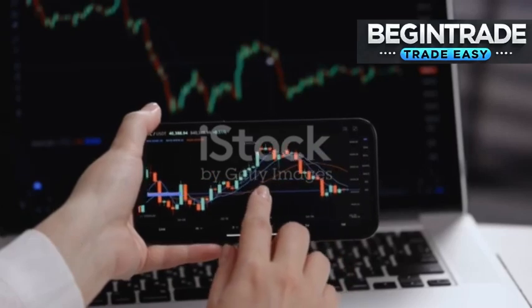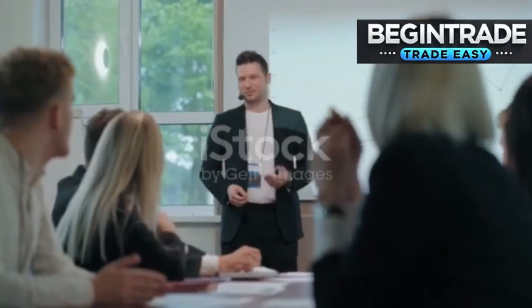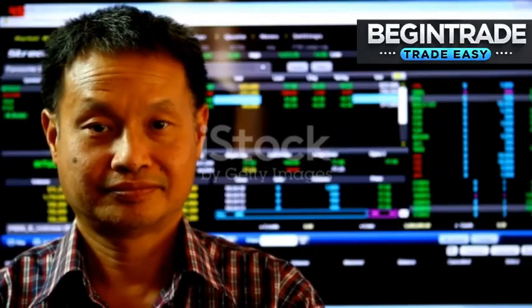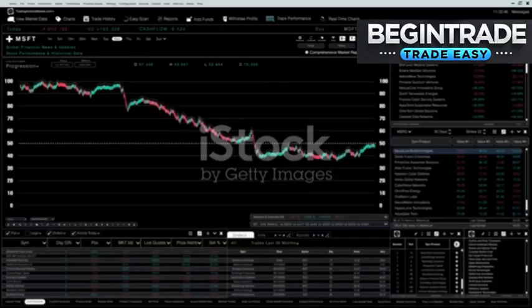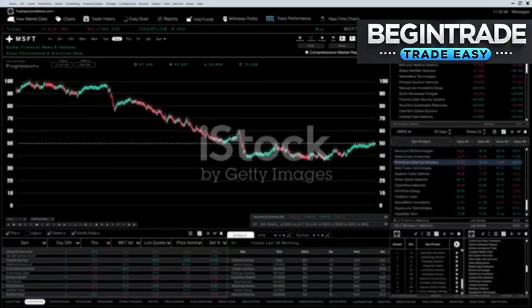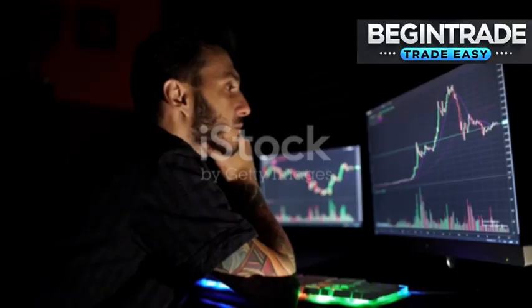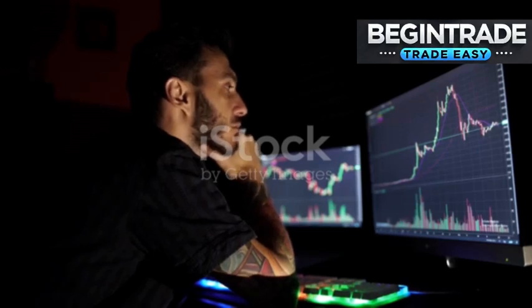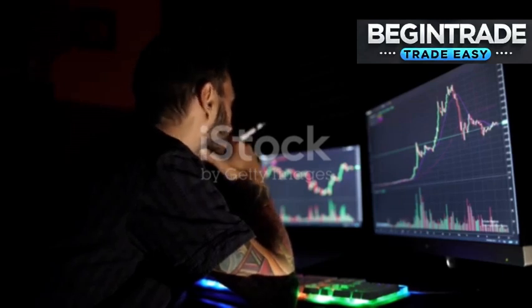Risk management is crucial. Here are some key points to keep in mind. Risk only 1 to 2% of your capital per trade. Always use a tight stop loss just above or below the liquidity grab, and avoid over-leveraging, as liquidity grabs can lead to whipsaws.